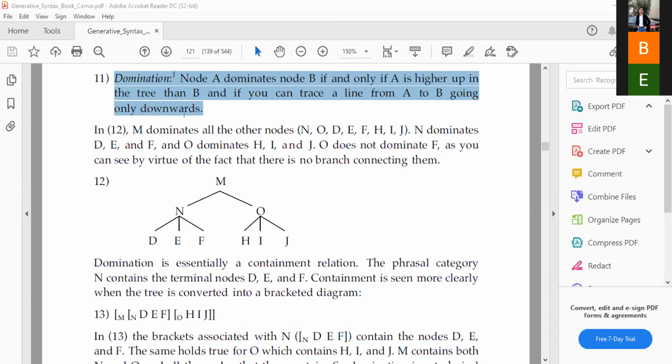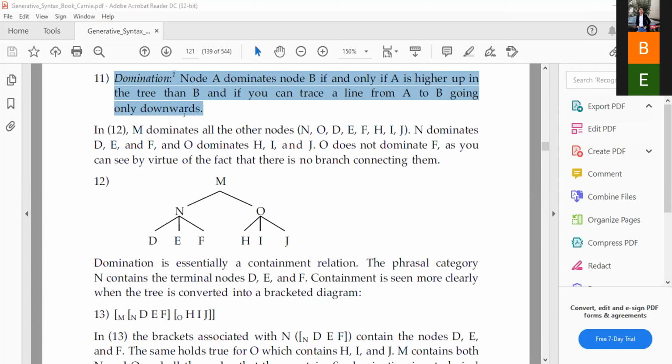For example, the M node dominates N. Also, it dominates O because they are connected to each other by a branch, and this branch goes downward. So M dominates N and M dominates O. Also, we can say M dominates the eight nodes, the terminal and non-terminal nodes. M dominates everything.